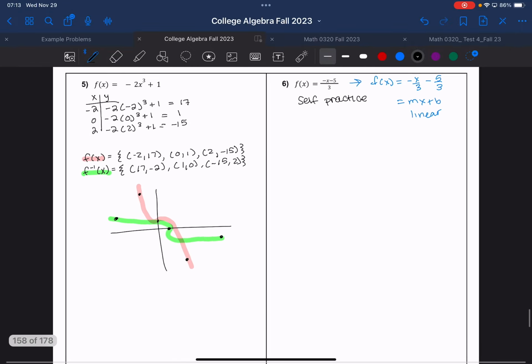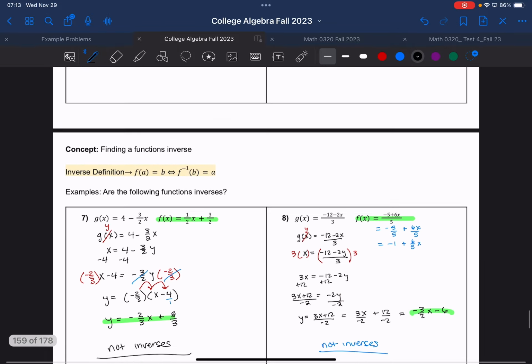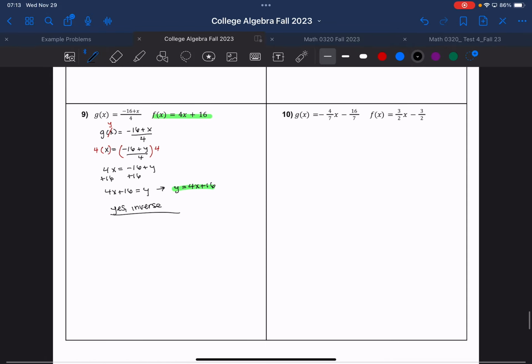It wouldn't be two completely different functions. You wouldn't plot a linear and then get a quadratic for your inverse. They would both have to be linear.